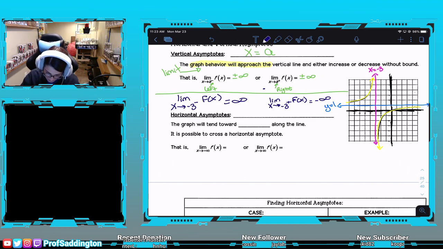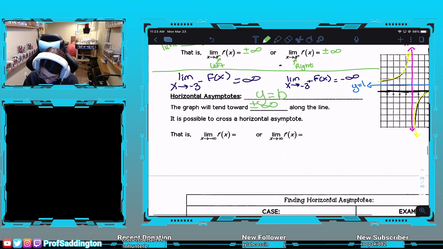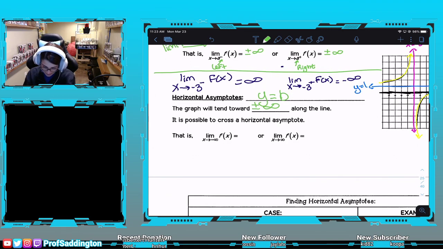So, horizontal asymptotes. A horizontal asymptote is when y is approaching some letter or number b. In the example to the right, we see that it's +1. The graph will either lend itself towards positive or negative infinity, as we've been practicing. And it is possible to cross a horizontal asymptote. We're going to see that on a page later on in this lesson.